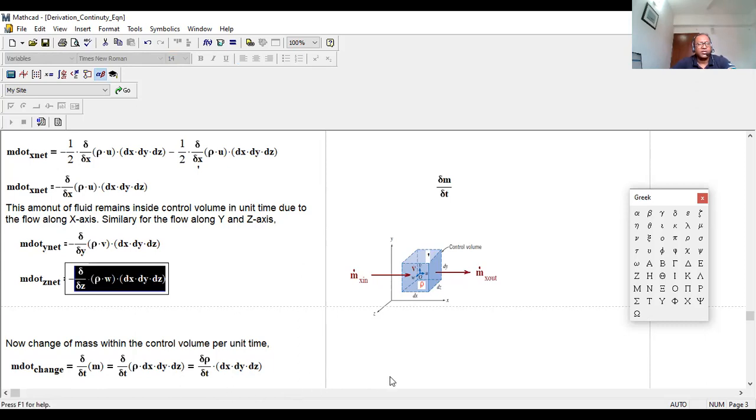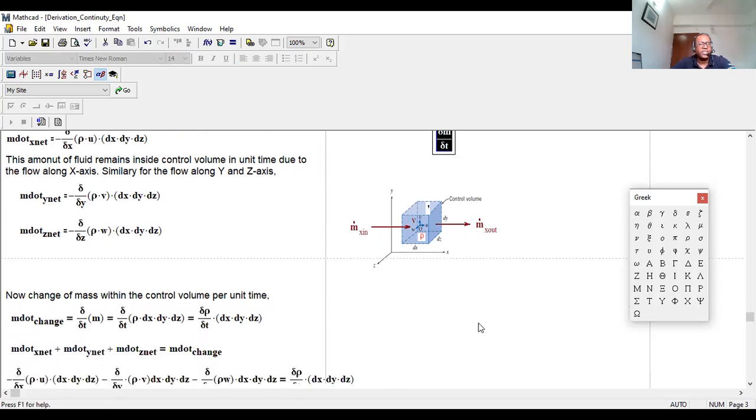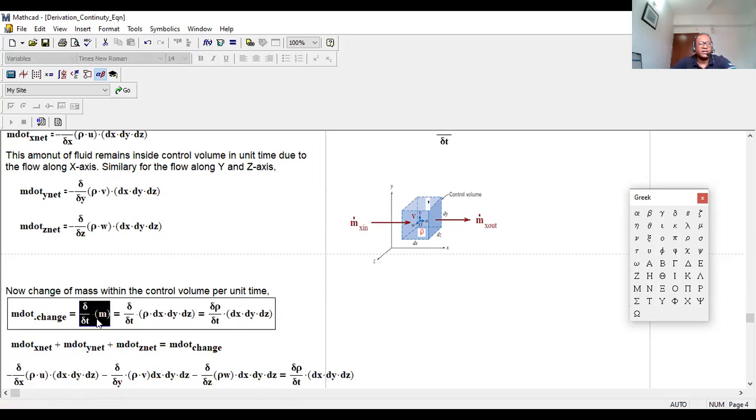Now, what will be the change of mass inside the control volume? Change of mass equals del m by del t, right? So del m by del t, then what will be the m? Volume into density. So this is the volume and this is the density. Volume is not changing with respect to time, only density is changing. So this one I can write down as del rho by del t into volume.